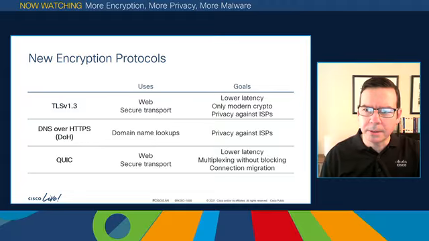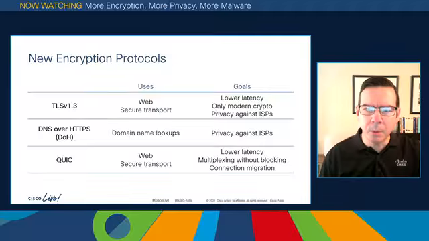The next protocol, DoH, is used for secure domain name lookups. So with DNS, you can ask for an IP address by giving it a host name, and it'll return that value to you. That's its typical use case. And DoH does that securely so that a network snooper can't tell what host name you're looking up. It provides privacy against ISPs and other network snoopers.